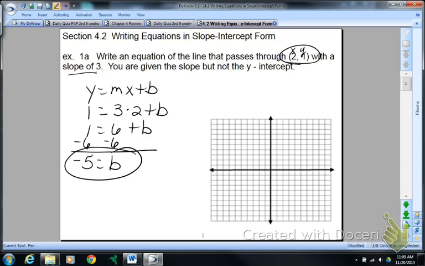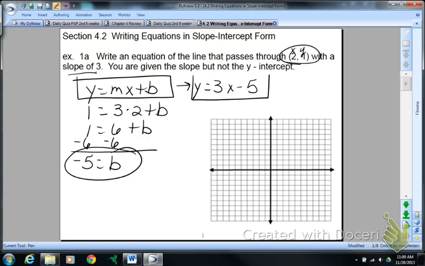Now I found my b. Now I know my b, and I've been given my slope, my m. So now I have to re-plug into this equation. y equals, what is my m? 3x plus b, and b is negative 5. Would I write it as plus a negative 5 or just minus 5? Minus 5. There is the equation of the line.